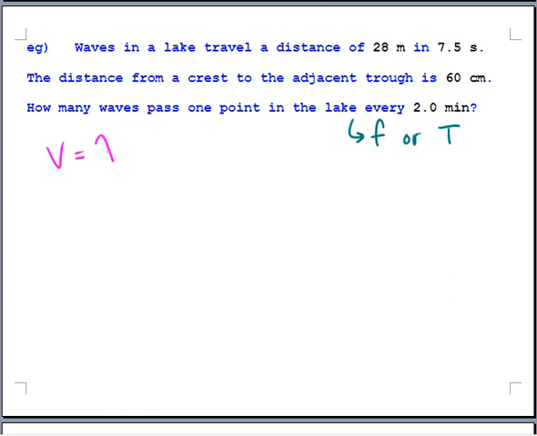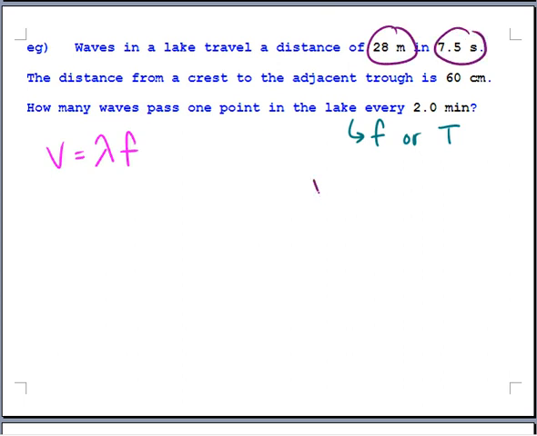V equals lambda times F. Turns out you actually don't have V and you don't have lambda. Not quite yet anyways. But we can find them pretty quick. Remember, velocity is meters per second. And here, this told us that the waves travel 28 meters in 7.5 seconds. So let's take that information and turn that into a velocity. Meters over seconds. Maybe I'll color code this a little bit for you.